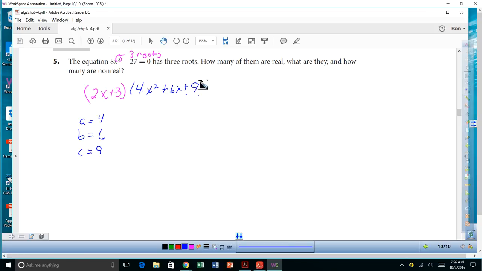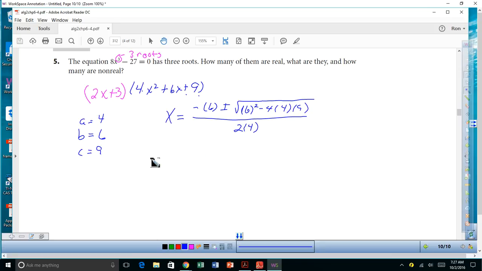All right. So we have x equals negative b, that would be negative 6, plus or minus the square root of 6 squared minus 4 times a, which is 4, times c, which is 9, and all of that is going to be over 2a, which in this case is 4. Now let's do a little arithmetic there. x equals negative 6 plus or minus the square root, and that's going to be 36.